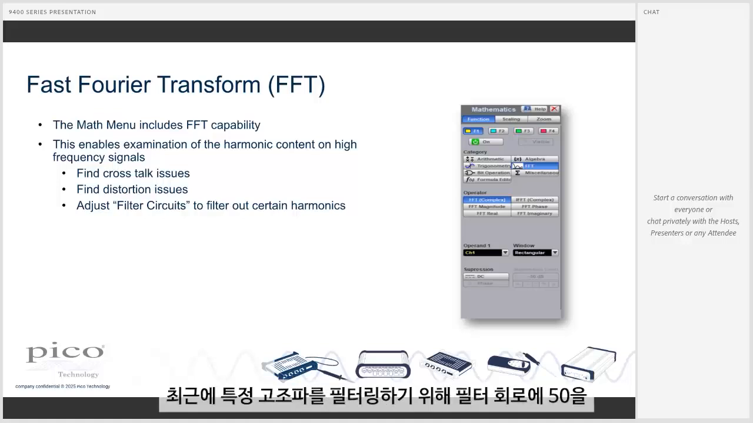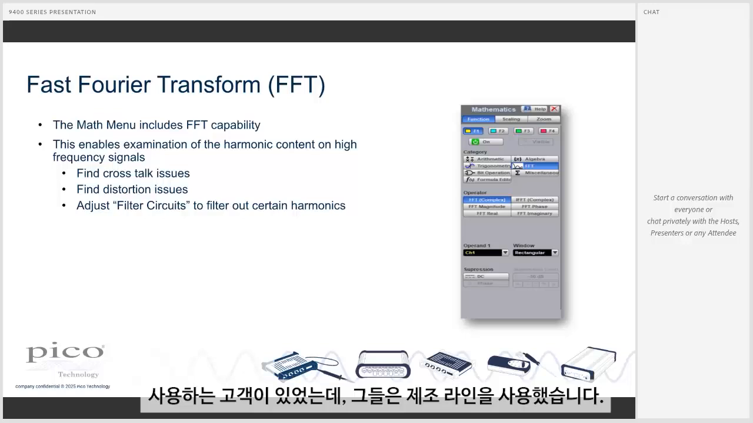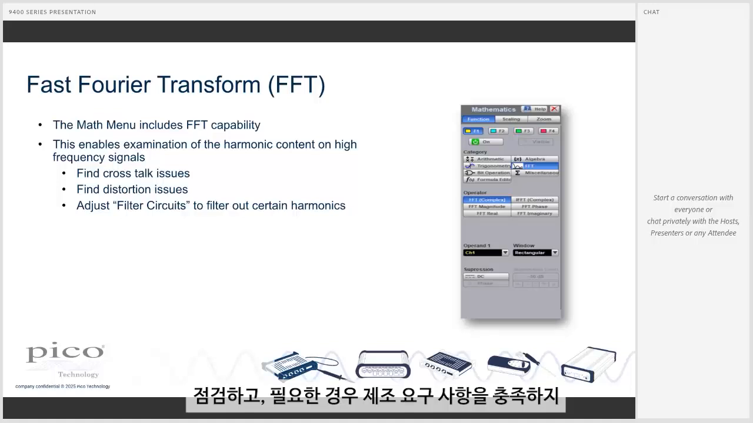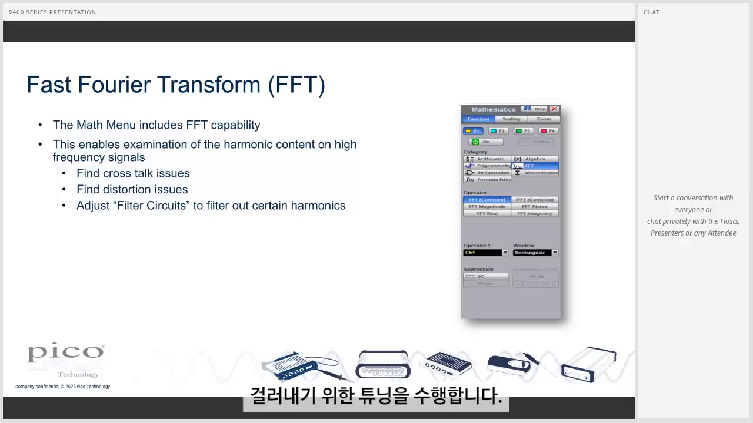Recently I had a customer who's using it for tuning filter circuits to filter out certain harmonics. They use that in a manufacturing line, and again it's part of the quality control procedure where they can check each filter in turn, and if necessary they can go through each filter if they're not meeting manufacturing requirements and do some tuning on there to filter out the harmonics.